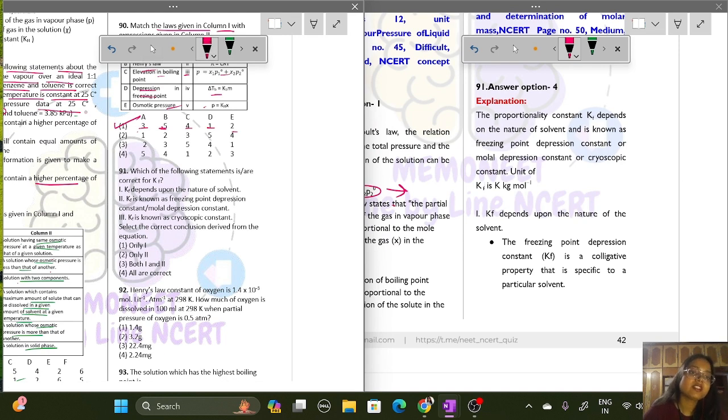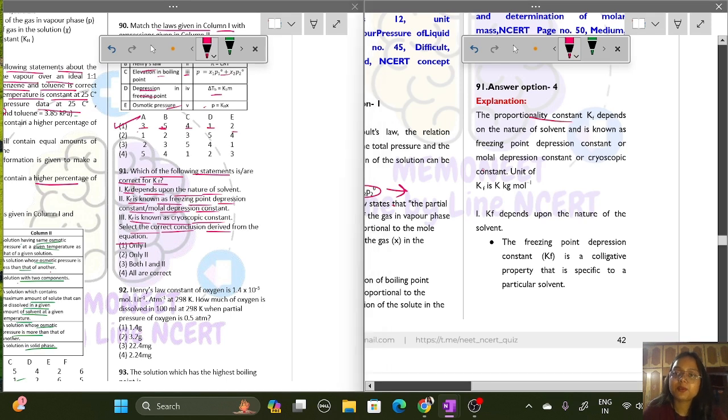Okay. Question number 91. Which of the following statements is or are correct for KF? KF depends upon the nature of solvent. KF is known as the freezing point depression constant or molal depression constant. KF is known as the cryoscopic constant. Select the correct conclusion derived from the equation.